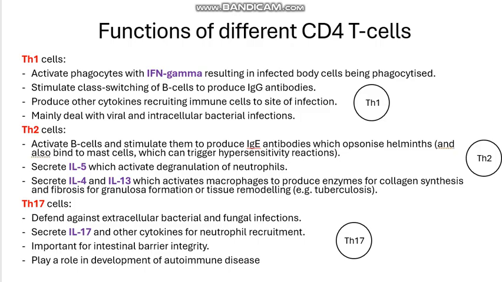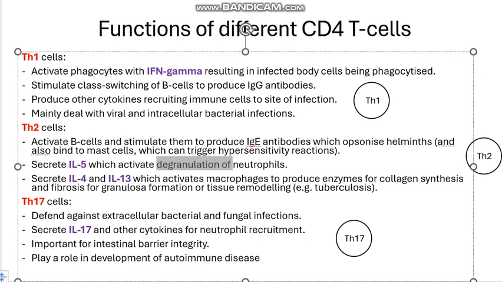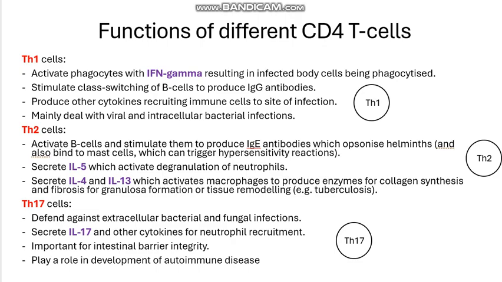Th2 helper T cells also secrete interleukin 5, which activates degranulation of neutrophils to help kill cells, because remember, neutrophils are granulocytes, as well as phagocytes. They also secrete interleukin 4 and interleukin 13, which activate macrophages to produce enzymes for collagen synthesis and fibrosis. This can lead to granuloma formation or tissue remodeling. If you remember when we talked about mycobacteria in one of the earlier videos, we talked about that with respect to mycobacteria producing these granulomas on the lungs in tuberculosis.